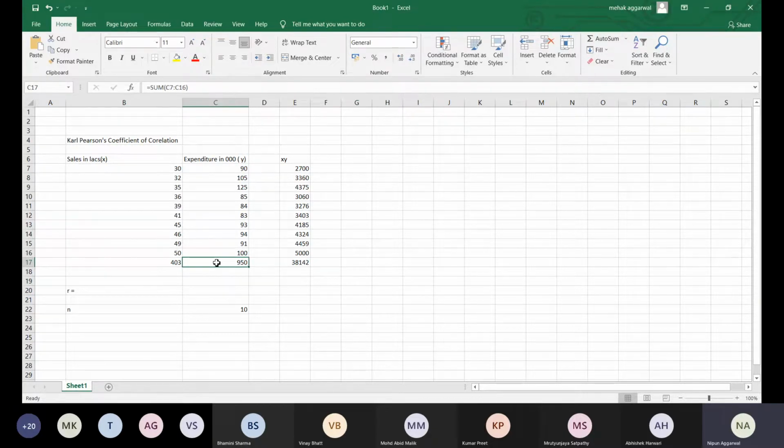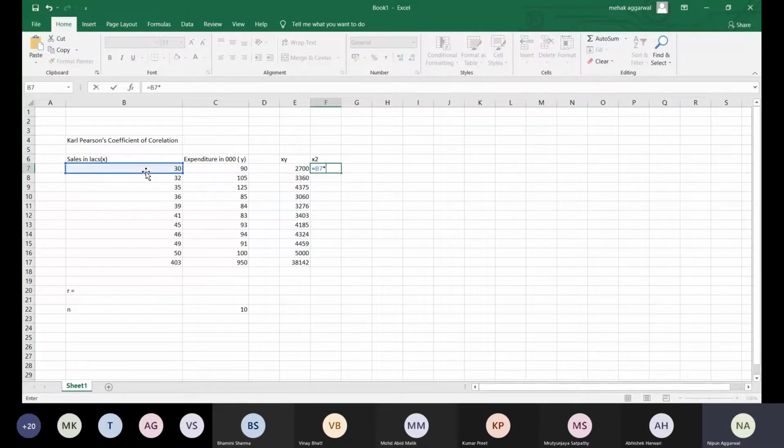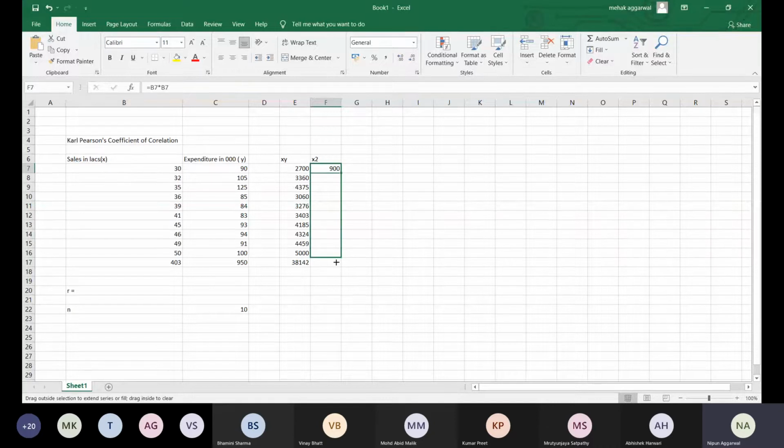Now comes the denominator. In the denominator, the first term we require is sigma x square. For that you want to have the calculation of x square, which will be equal to this into this. Sorry, only x square. So we'll calculate all the x squares. This becomes the x square values. Now the summation of x square will be like this. So this becomes your summation of x square.